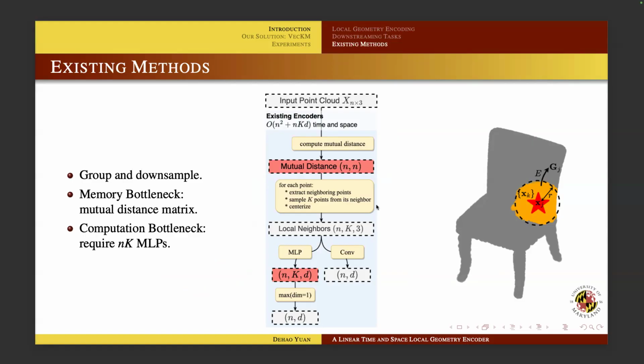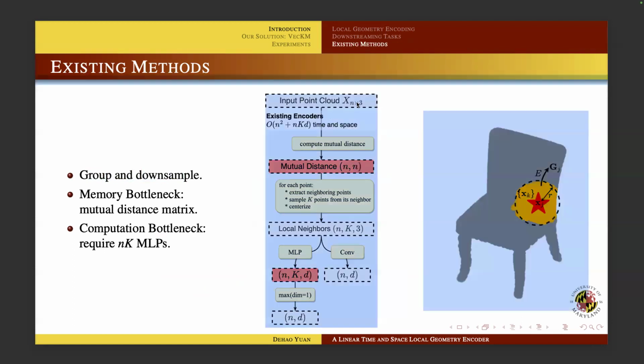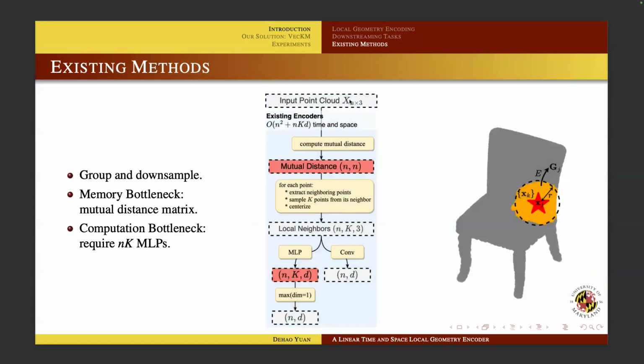Most importantly, they follow the same pipeline. They are using group and downsample. What does this mean? If you look at this pipeline, the input point cloud is n by 3. They will first explicitly group the points together. They will compute the mutual distance matrix, n by n. Using this mutual distance matrix, you will know which point is your neighboring point. For example, after computing the mutual distance matrix, you will know that xk is close to xj, and therefore they are neighbors, and then you can group the points together.